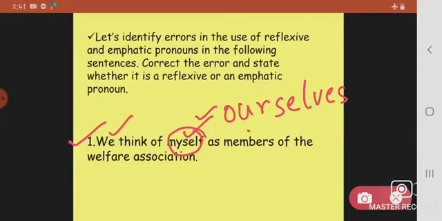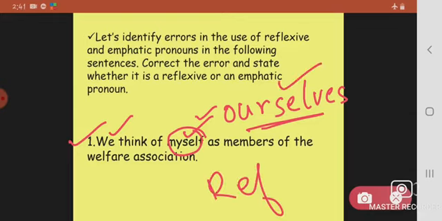So ourselves is the compound pronoun. Now, which compound pronoun is it? Yes, it is a reflexive compound pronoun because without ourselves, this sentence is incomplete. We think of as members of welfare association. That is an incomplete sentence and does not make complete sense. So it is a reflexive pronoun where the subject is referring to the object and both are the same.